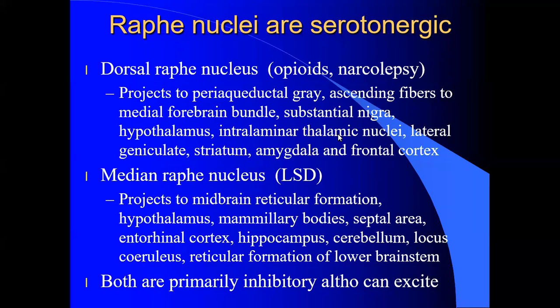I think that's enough. These are very complicated talks with huge amounts of information. Dorsal raphe has to do with pain and sleep. Median raphe has to do with some psychogenic properties here. Who knows what its normal function is, and then inhibitory.